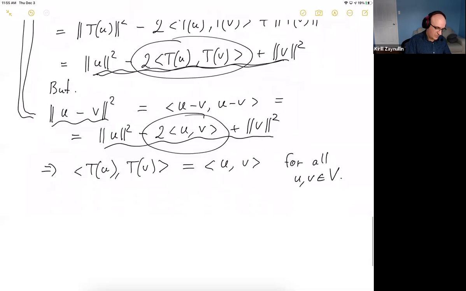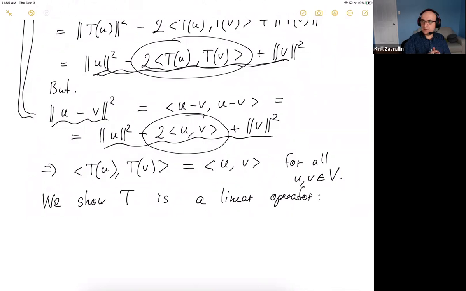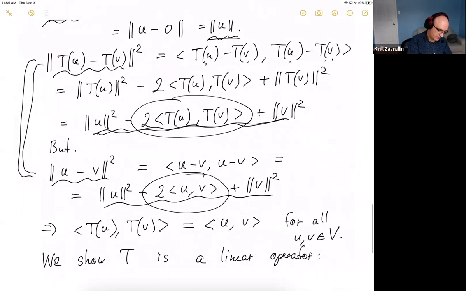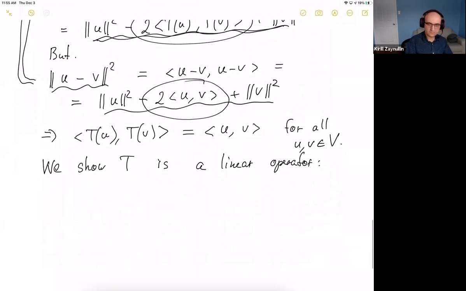Okay, so now the last step. Now we actually want to show that t is a linear operator. Indeed, when we are finished with this, we are done, we finish the proof of the theorem. Why? Because if t is a linear operator, it's already orthogonal, because we just checked it right here, because it's a rigid motion. Okay. So now let me show that t is a linear operator.